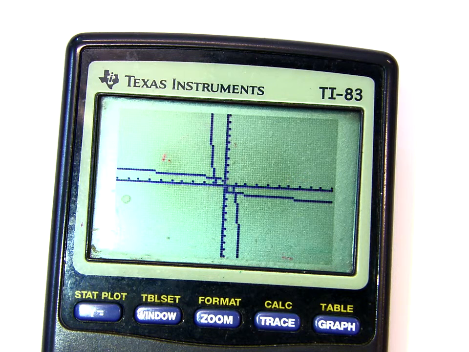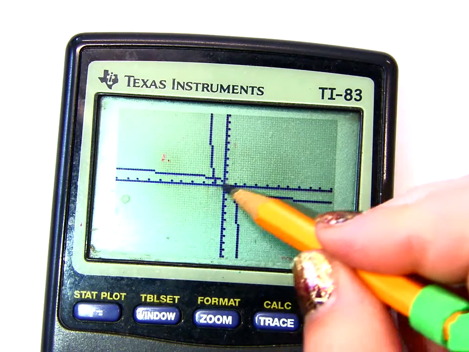Just rotated. Yes, and they are rotated basically 90 degrees. So what they are is they are reflected over the y equals x line.